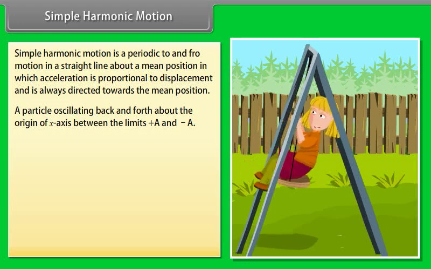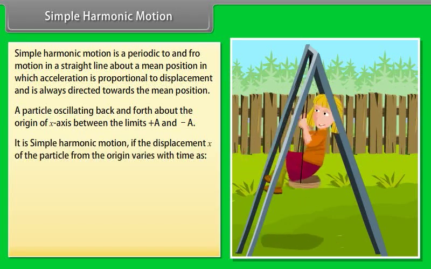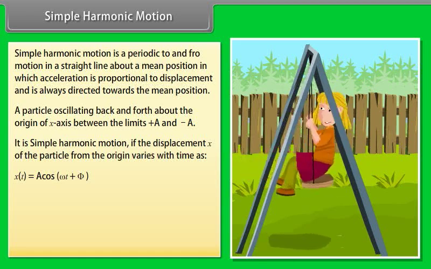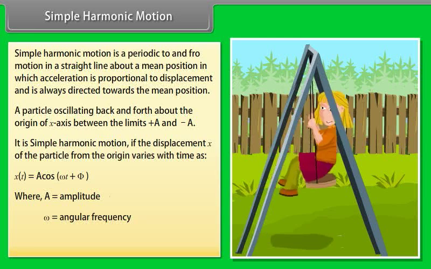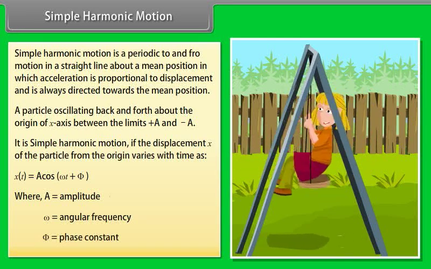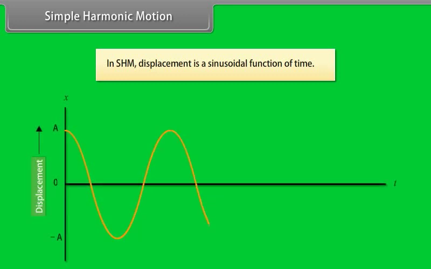Consider a particle oscillating back and forth about the origin of an x-axis between the limits plus A and minus A. It is simple harmonic motion if the displacement x of the particle from the origin varies with the time as x(t) equals A cos(ωt plus φ), where A is equal to amplitude, ω is equal to angular frequency, φ is equal to phase constant. In simple harmonic motion, displacement is a sinusoidal function of time.